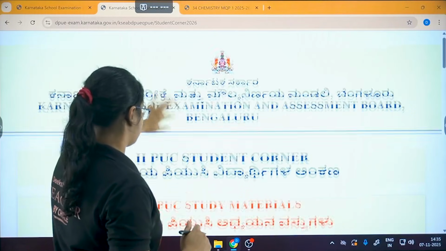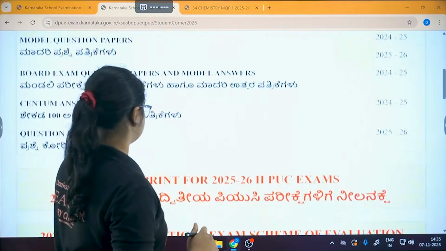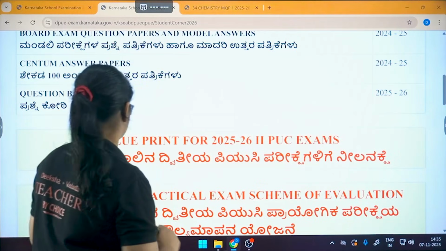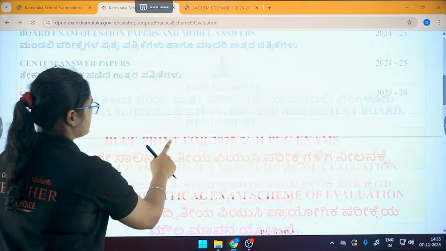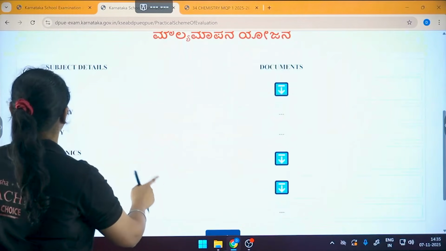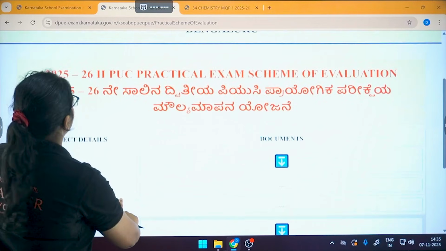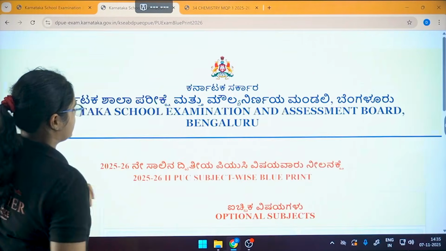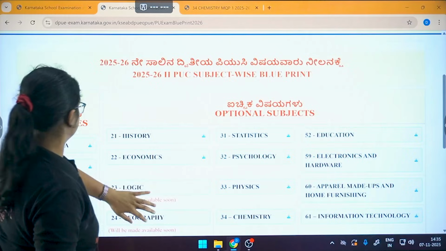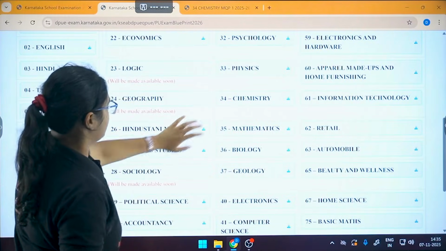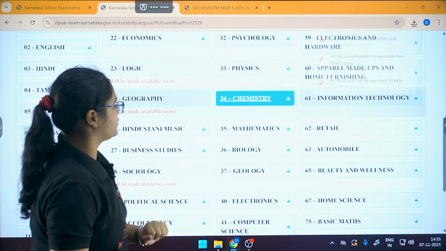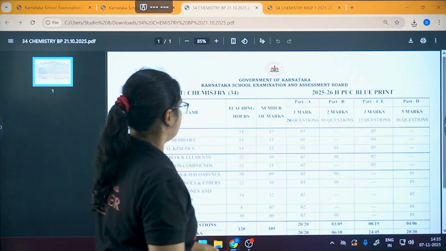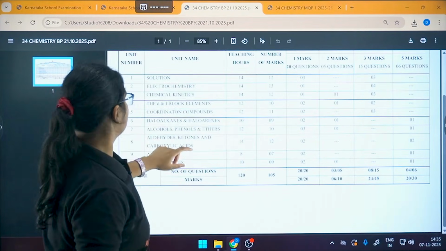That's the first thing. The second thing you can see here is the blueprint for the 25-26 second PUC exam. Okay, so the blueprint is also there. So let us click on blueprint. Okay, just a minute, I think I got to practicals. Yeah, blueprint, if you click here, you can see for optional subjects it is there. And then yeah, chemistry, for example, if I want to click here, then it will be downloaded, and from here I can open it, and yes, you can see the blueprint.